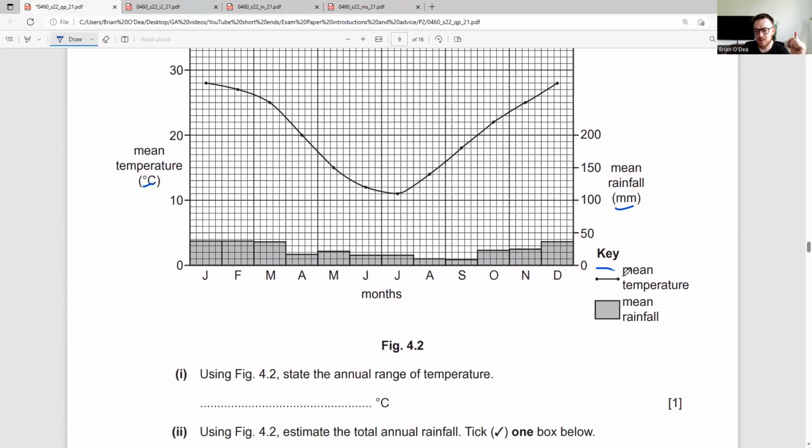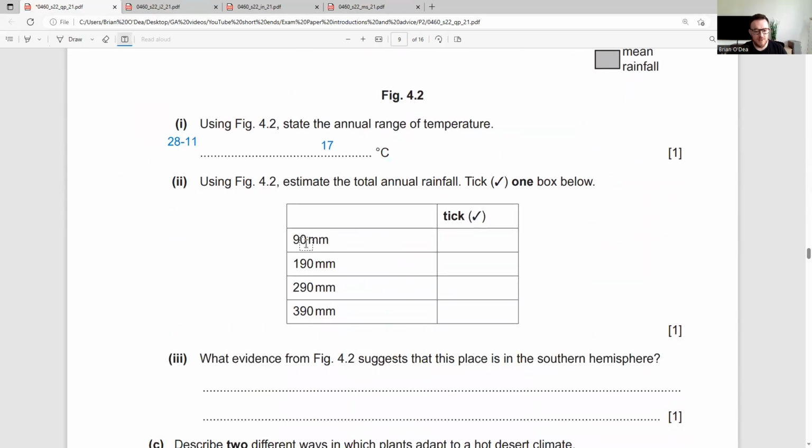So we know that degrees is going to be in the line. Here we see it goes up to about 28, and down to about 11. So that's good. That's our general range, 28 to 11, which means in total you're going to be working with 17 degrees Celsius.